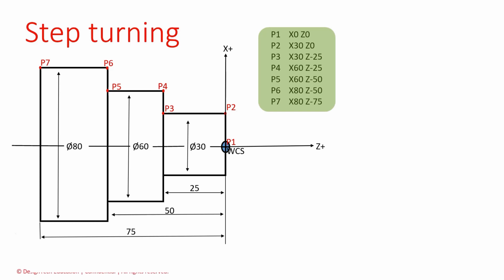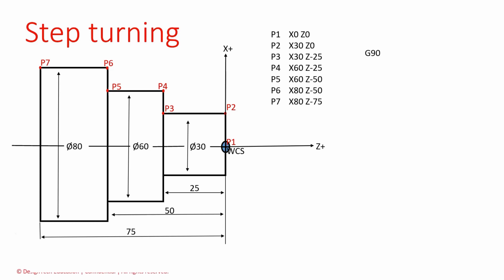Next, the program. We can divide the program into 3 parts: the first part is the header, the second part is the shape, and the third part is the footer. We already know the shape values. Now, start the program. We have 2 types of programs: roughing program and finishing program. First, we are writing the finishing program. In further sessions, we will discuss the roughing program.